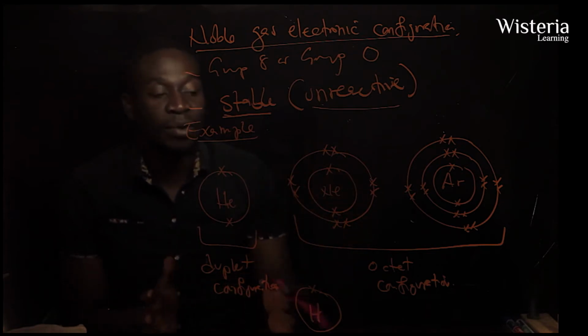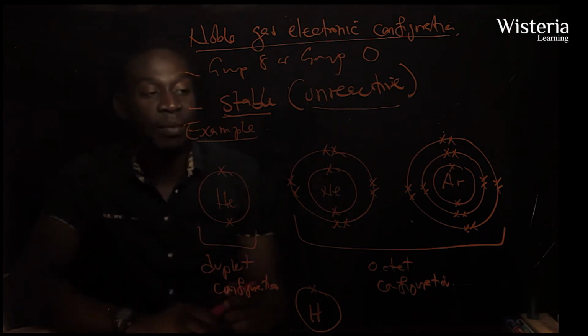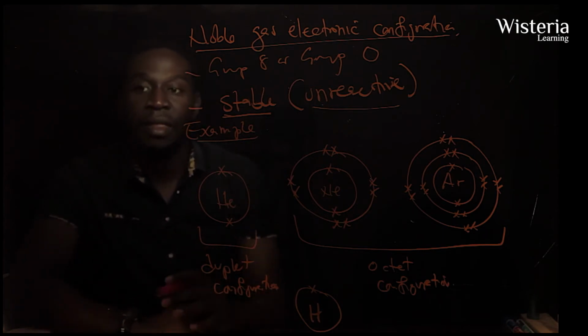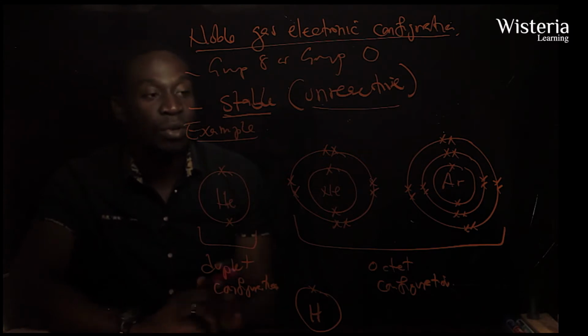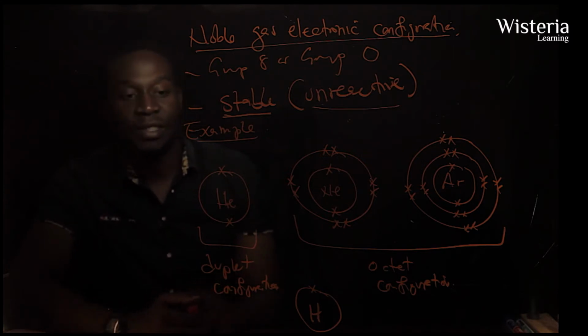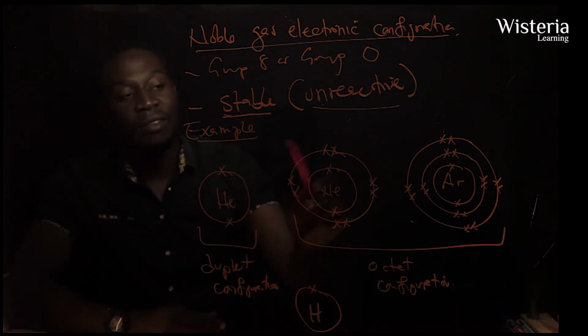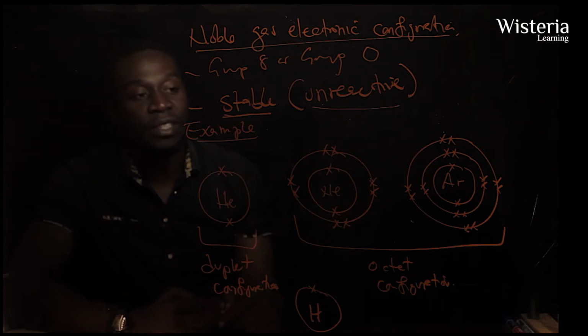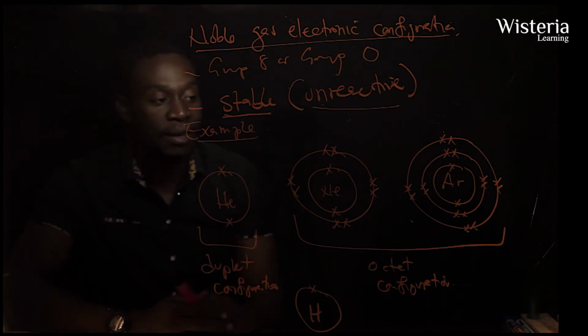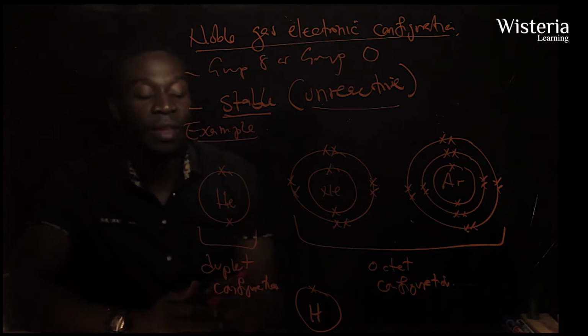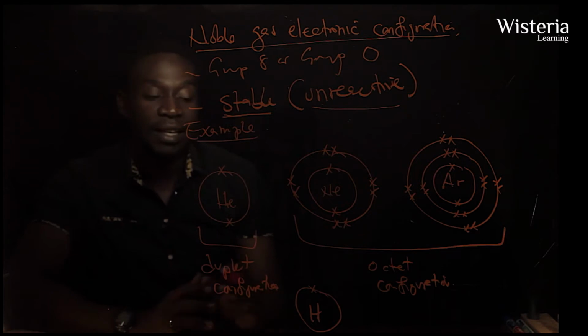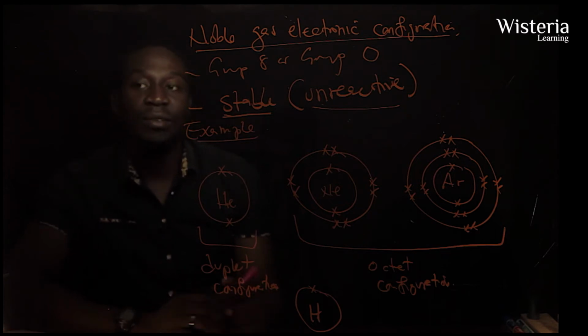The periodic table, we said, is a list of elements that were arranged according to the atomic numbers. Most of them are not stable. It means that they don't have 2 electrons, for those that have got only one shell, or they don't have 8 electrons, for those that have got more than one shell. For them to be stable, like the noble gases, they have to undergo either losing electrons, gaining electrons, or sharing of electrons.